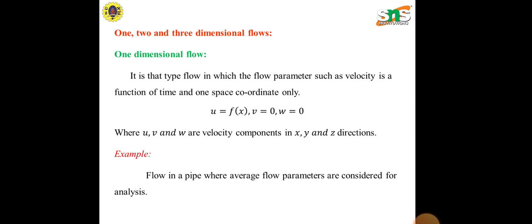One-dimensional, two-dimensional, three-dimensional flow. In one-dimensional flow, the flow parameters such as velocity are a function of time and one space coordinate only. For example, velocity in the x-axis is u = f(x), v is equal to 0 and w is equal to 0, where u, v and w are the velocity components in x, y and z directions. Flow in a pipe where average flow parameters are considered for analysis.